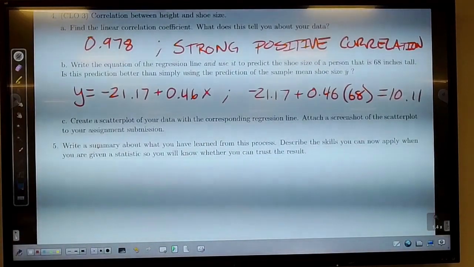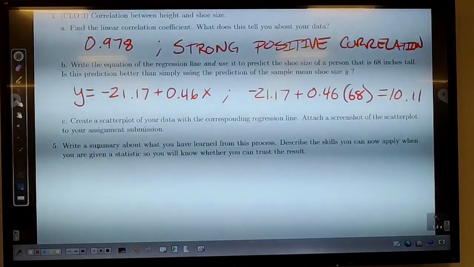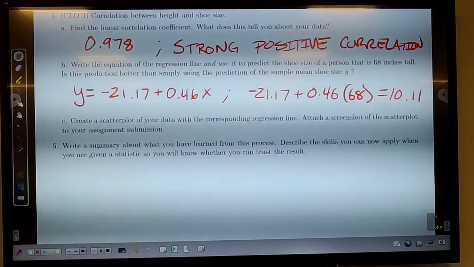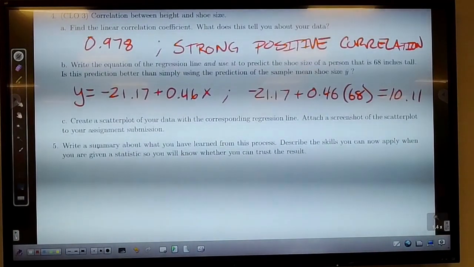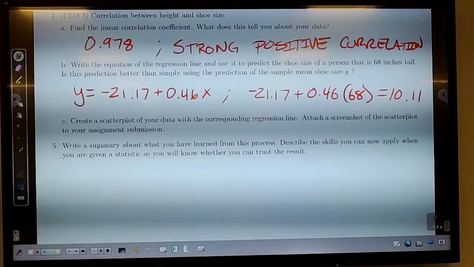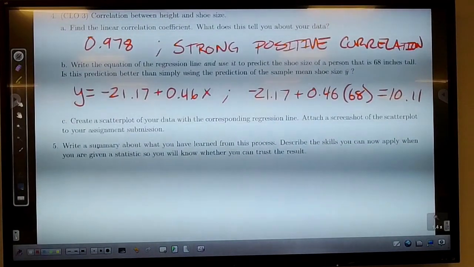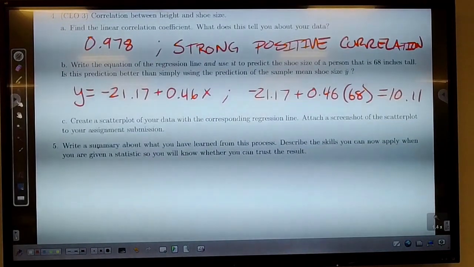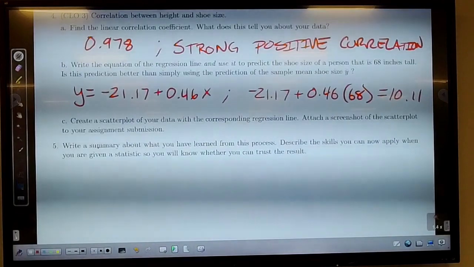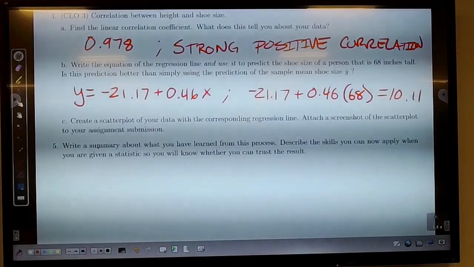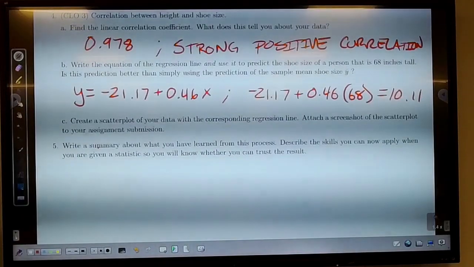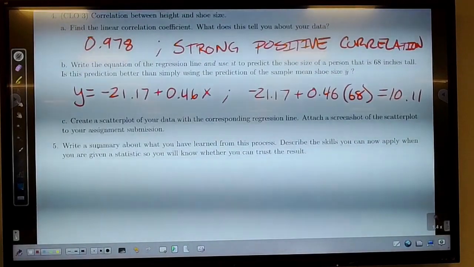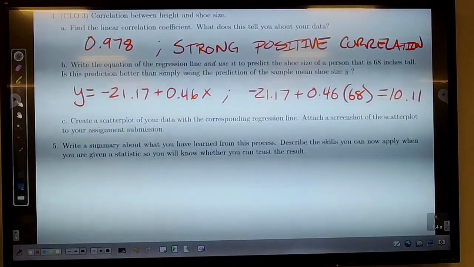Actually, first of all, is it reasonable? Is it reasonable that someone 68 inches tall should be wearing a size 10 thereabouts shoe? Pretty much. More or less. Would you say it is unreasonable if you got like 150? Yes. There's no one with size shoe 150. But you would not believe how many papers I've gotten that have estimated shoe sizes that are in the hundreds.